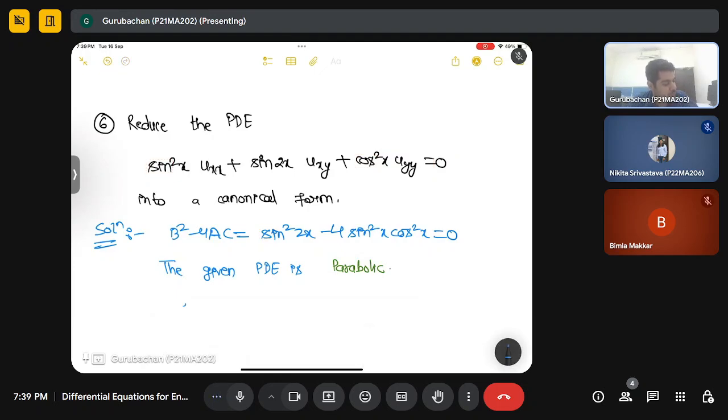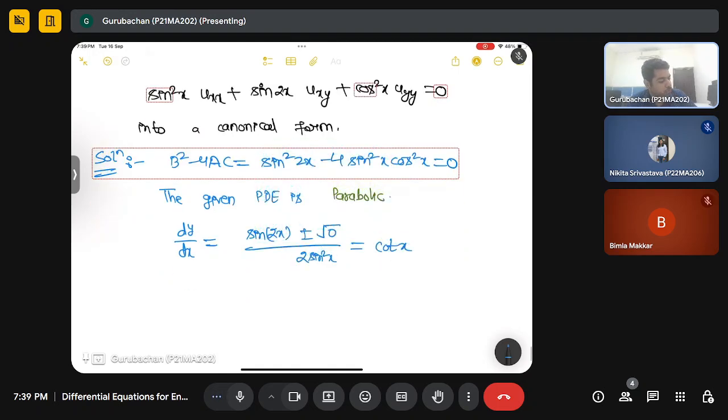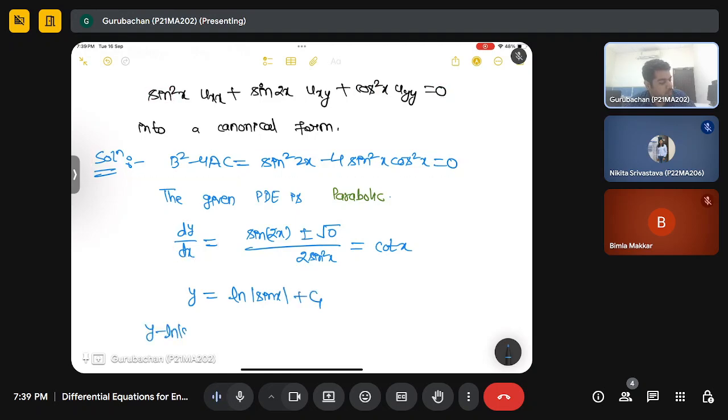So dy by dx will be b, that is sine 2x, plus minus under root of this 0, divided by 2a, that is 2 sine square x. So here will be sine square x. So this will give us cot x. So from here we will get our curve y as ln mod sin x plus some c1. So y minus ln mod sin x equal to c1.